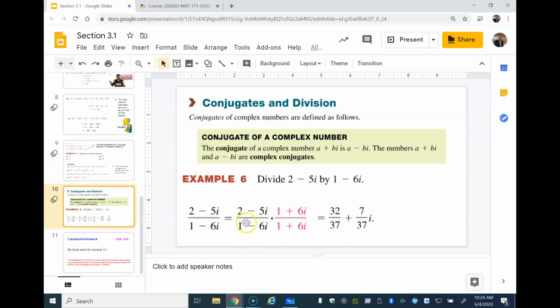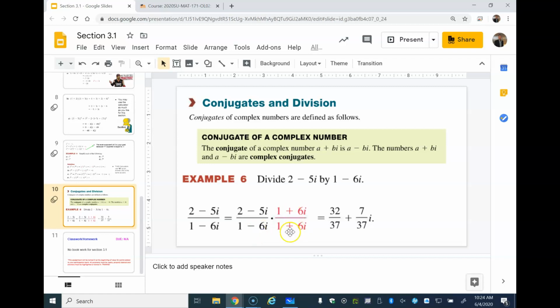Conjugates: if you're doing a conjugate, by dividing these two, 2 minus 5i over 1 minus 6i, you have to do the conjugate of the denominator only. So what that means is you just take the plus sign and make it a minus, or if you have a subtraction sign, you make it a plus. In this case here, we're given a subtraction sign, so we make it a plus.